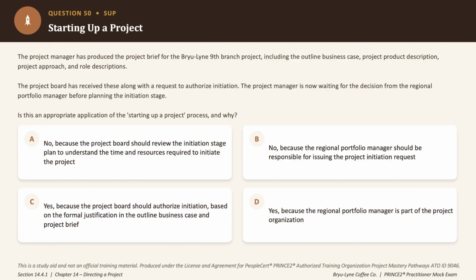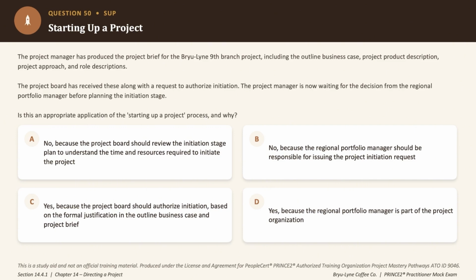Practitioner exam because here we transition from the practices to the processes. So question number 50 and 51 would be from the starting up a project process. So pause the video here, try to solve question number 50 and come up with an answer choice which you think is correct, and then we'll solve this together.